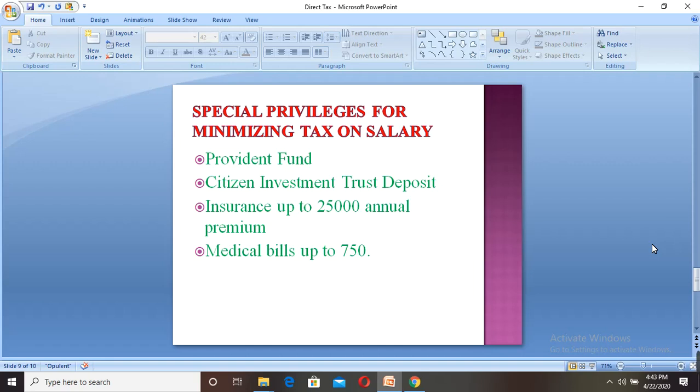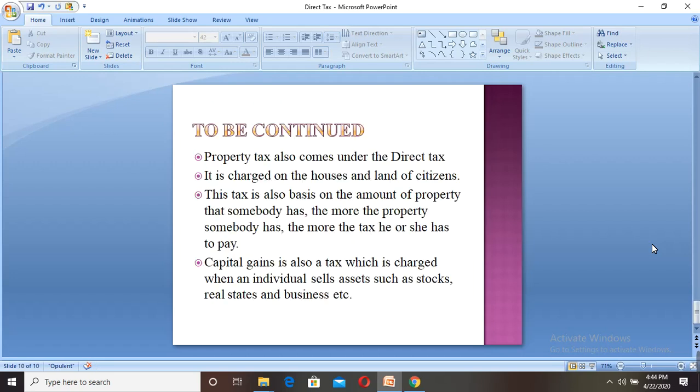And the third one is insurance up to 25,000 annual premium. 25,000 annual premium is deducted from the taxable amount of the individuals. It is also very useful for minimizing tax on salary. And the fourth point is medical bills up to 750. These are the special privileges for the employees for minimizing tax on salary. And the last slide of my today's class is about the property tax and capital gains tax. Property tax also comes under the direct tax. It is charged on the houses and lands of citizens.